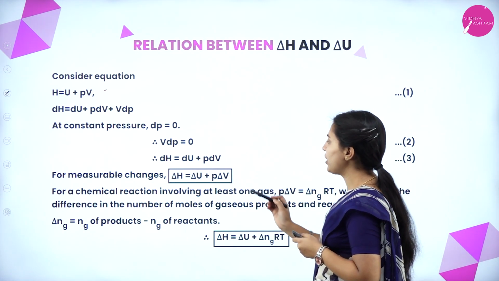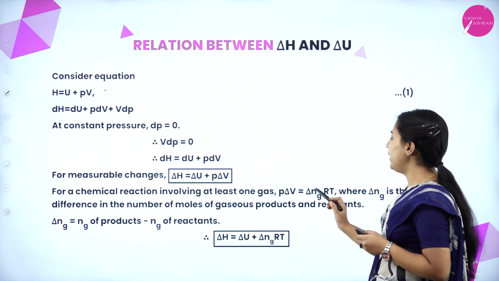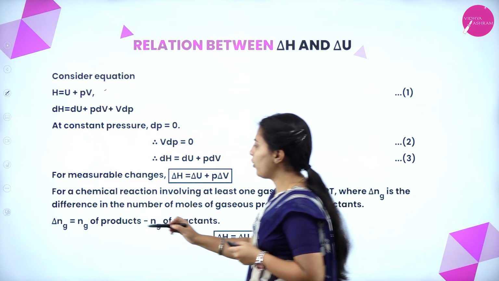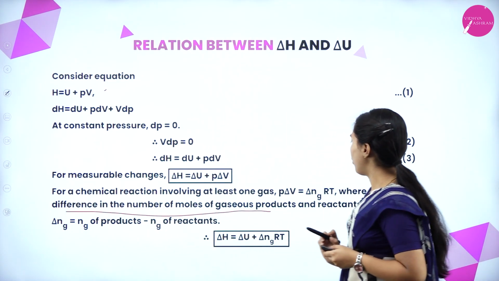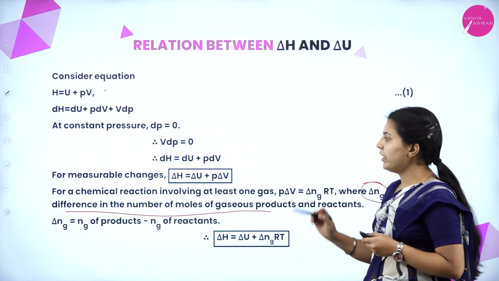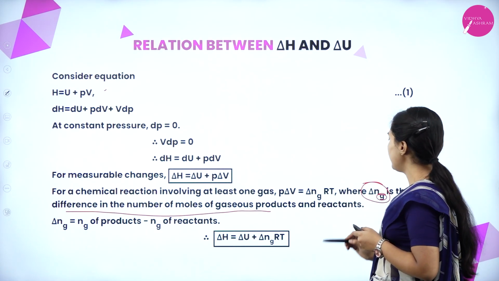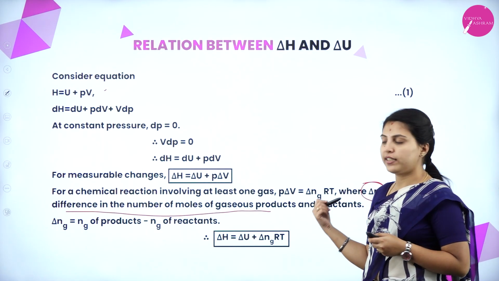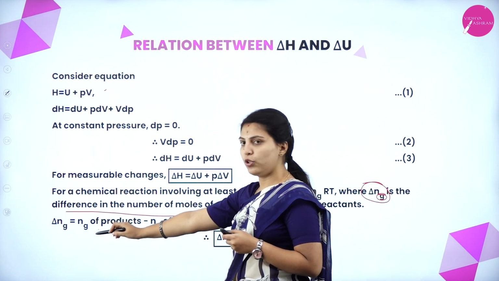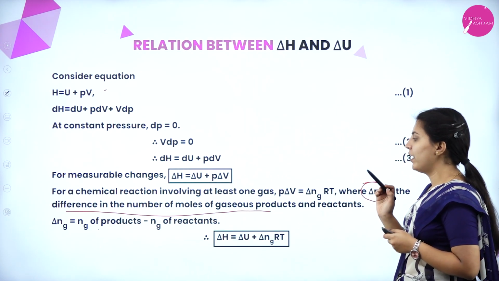For a chemical reaction involving at least one gas, P delta V equal to delta Ng RT, where delta Ng is the difference in the number of moles in the gaseous products and reactants. This delta Ng is the difference in the number of moles in the gaseous states of products and reactants. That's why delta Ng equals number of moles of gaseous products minus number of moles of gaseous reactants.